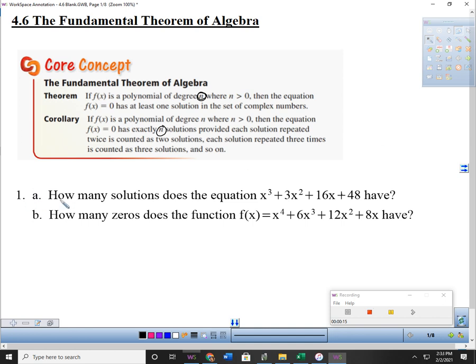So if I'm looking at 1a, it asks how many solutions does this equation have. I'm just looking at the biggest degree, so this has 3 solutions. All right, zeros, that's the same thing, right? Zeros, roots, solutions, x-intercepts. How many zeros does this function have? 4.